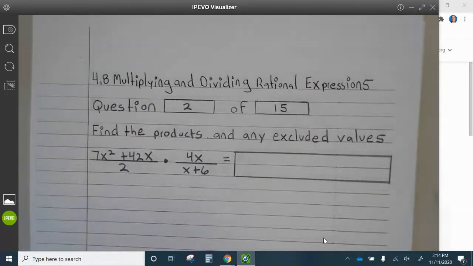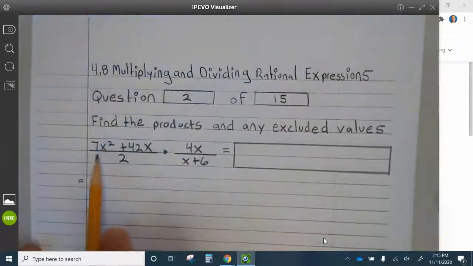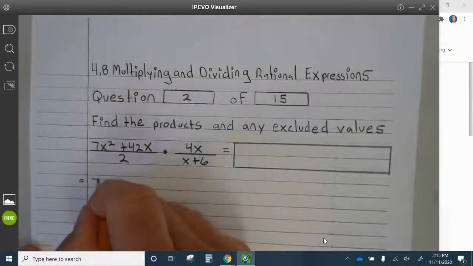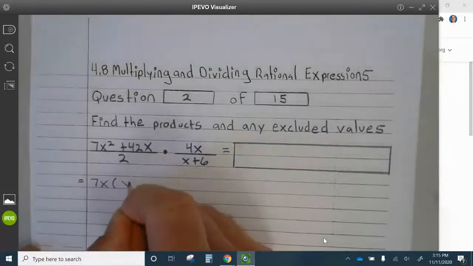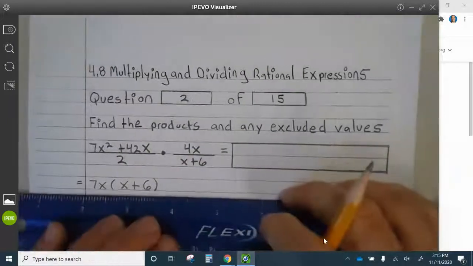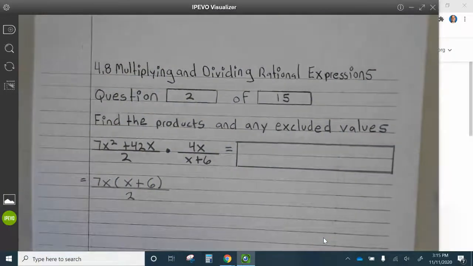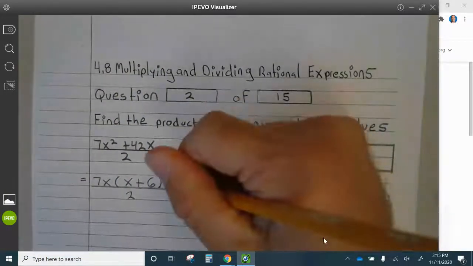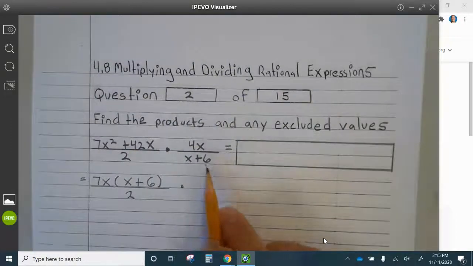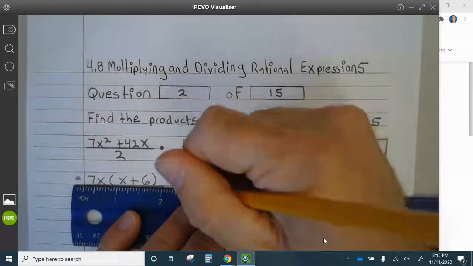Question 2 of 15. Find the product and any excluded values. So we first need to factor the numerator and denominator. It looks like we can factor 7x from both of these terms. So it's 7x, which leaves x plus 6, divided by 2. Times, there's nothing we can factor from these terms, so that's just times 4x divided by x plus 6.